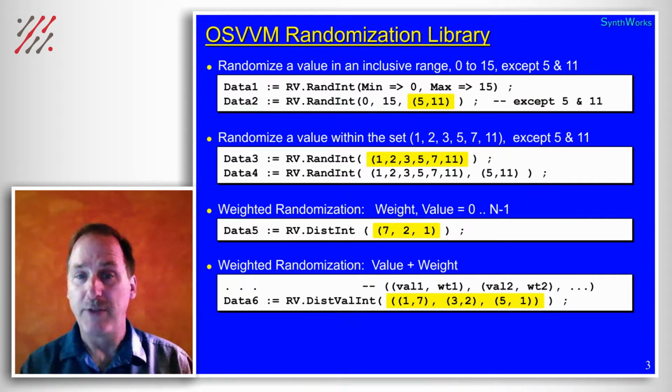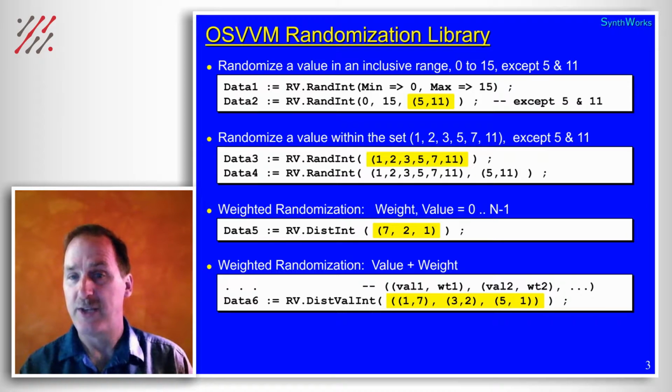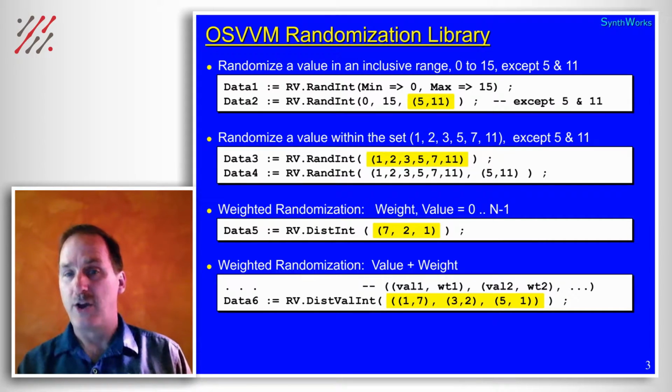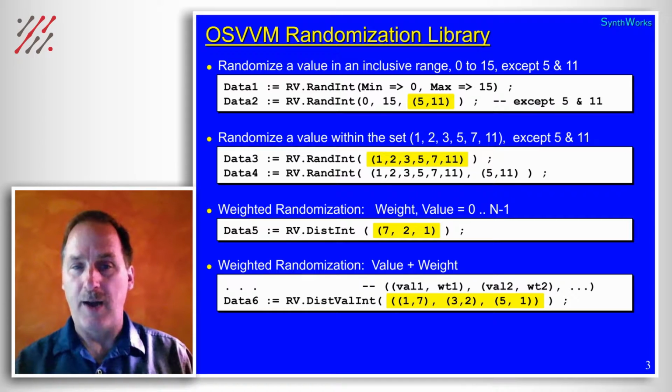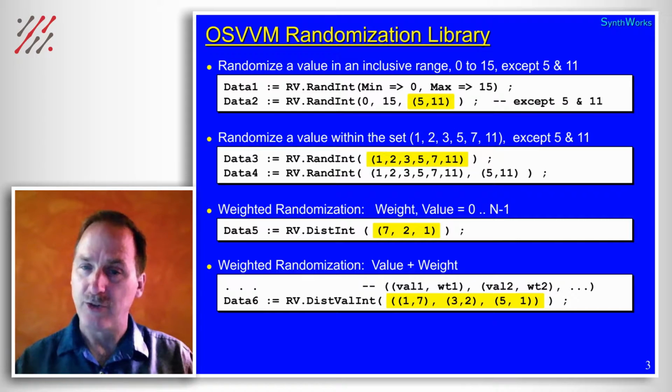We also have another method that allows us to specify both a value and a weight. So this first one, the value is 1, the weight is 7. The next value is 3, the weight is 2, next value is 5, the weight is 1. So again, we have a ratio of 70% of the time, 20% of the time, 10% of the time, setting it up the same as the previous example, except taking control of what values are returned.